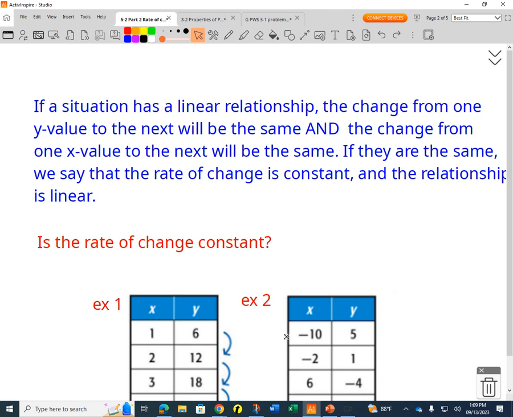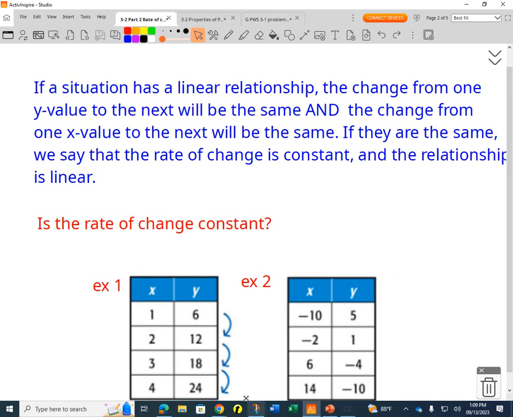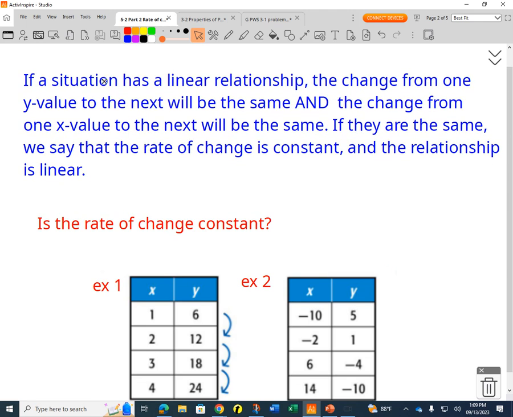All right, so I'm trying to think here if you have to write all this. I do want to read it all. So if a situation has a linear relationship, don't write everything yet. I'll tell you which part of this to write, okay? So if there's a linear relationship between data points or ordered pairs on the coordinate plane, the change in the y values from one y value to the next y value will be equal or the same. The change from one x value to the next will be the same. If they're the same, we say the rate of change is constant and the relationship is linear.